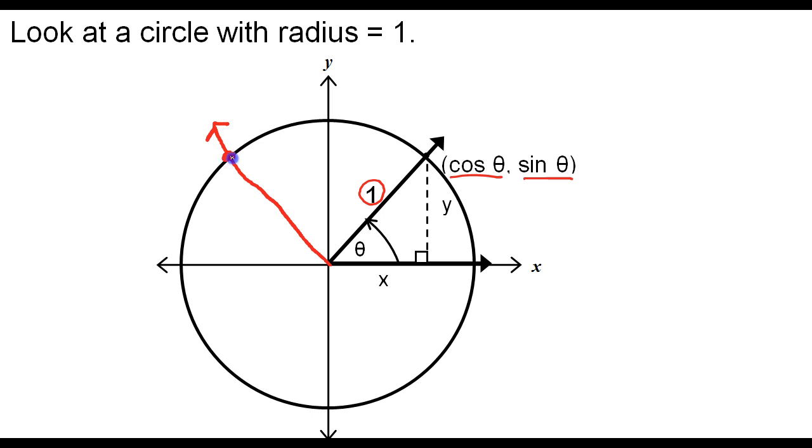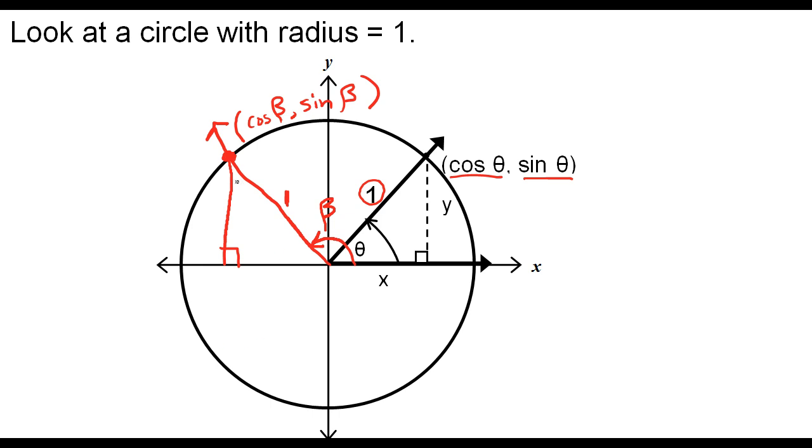I don't know what these points are, but I do know that if it's a point on this circle, then it's 1 unit away from the origin here. And if I look at my reference triangle, the coordinates of this point are going to be the cosine of, let's call this one beta, the cosine of beta, comma, the sine of beta.